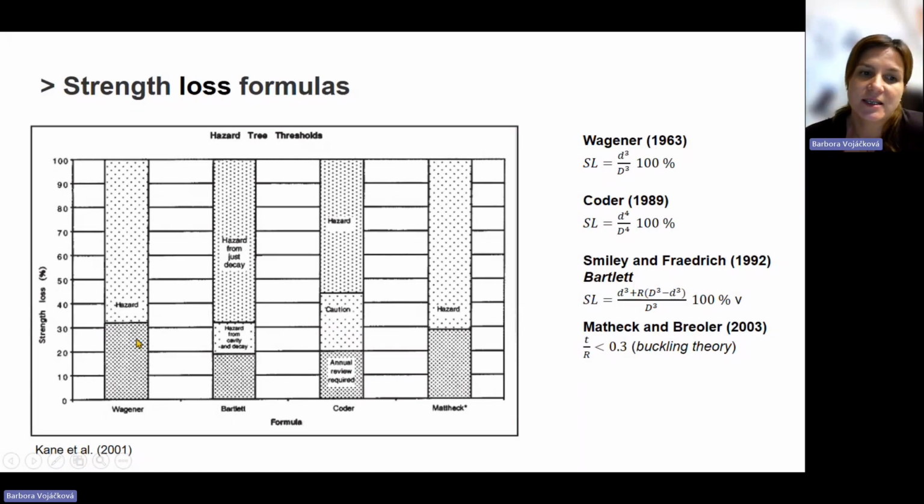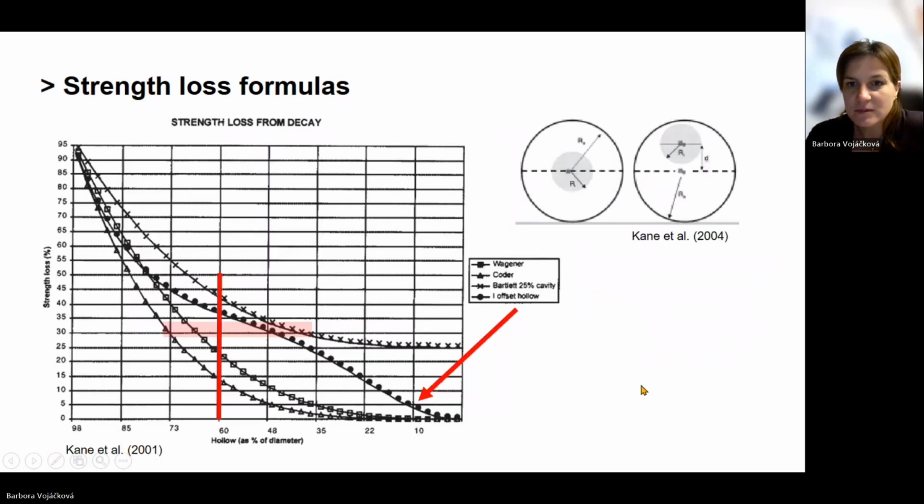So we can see that they said that if the formula gives us a number higher than 33, the tree is considered to be hazardous. Smiley and Coder also have something like a zone of uncertainty, so that in this zone, it's not sure if the tree is safe or not. And here is when we use it in the graph.